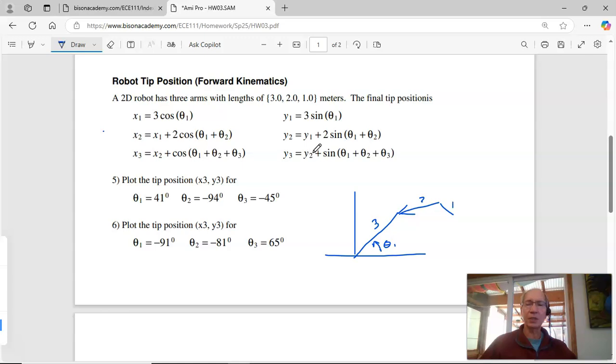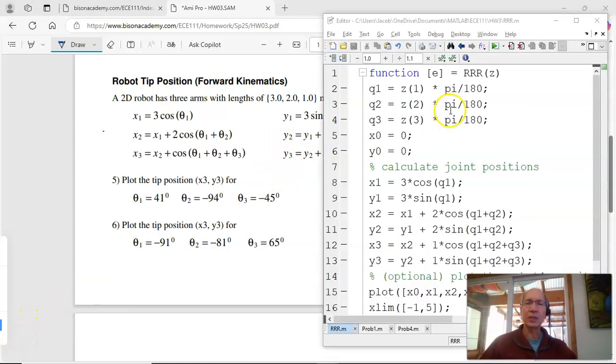So 5 and 6 is write a little MATLAB program to calculate the tip position. The program might look something like this. I'm going to call it RRR. This is a rotational robot, 3 rotational joints, passing parameter z. I'm going to parse it. What z means is the angle of Q1, Q2, Q3.